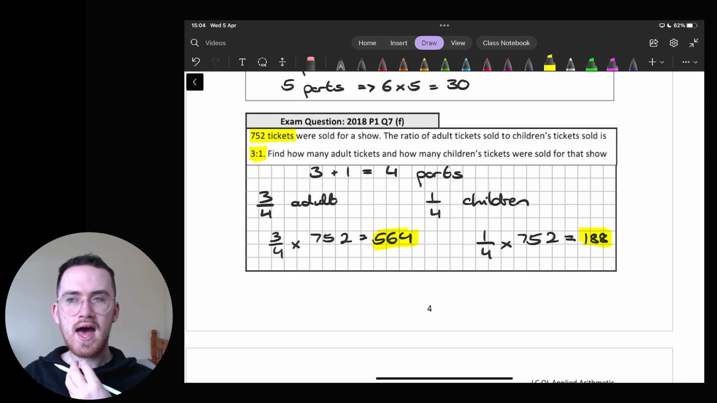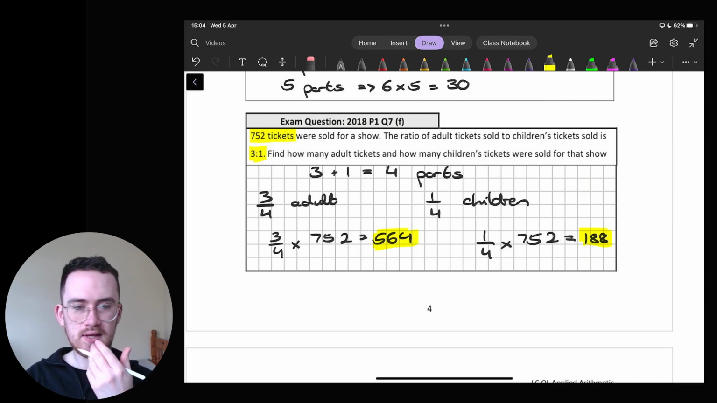As with the other questions, it's just starting them off that way, finding what the total is, and then either using the fraction proportion method like we did here, or using that parts idea that we had in the previous one.